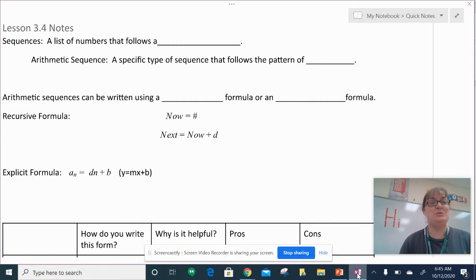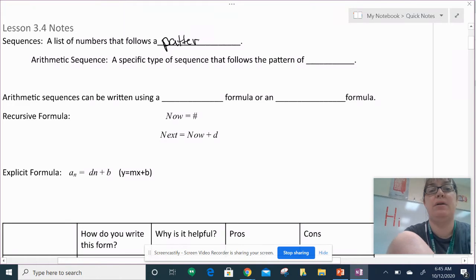So the first thing we need to do is define what a sequence is. A sequence is simply a list of numbers that follows a pattern. So we're going to fill that first word in with pattern. Sequences can follow all kinds of patterns, but right now we're going to look for one specific type of sequence because it follows a linear pattern, and that sequence is called an arithmetic sequence. It follows a pattern of adding or subtracting the same number repeatedly.